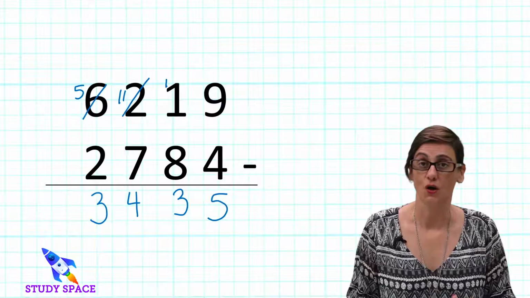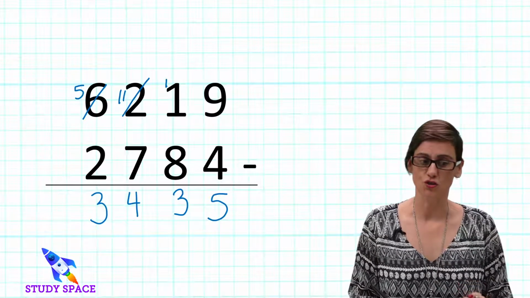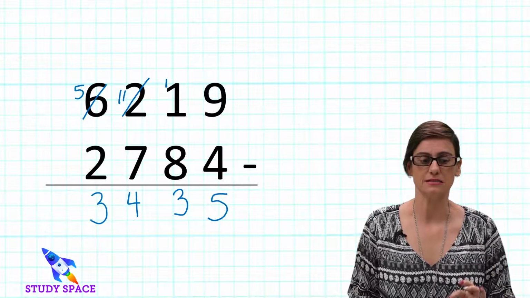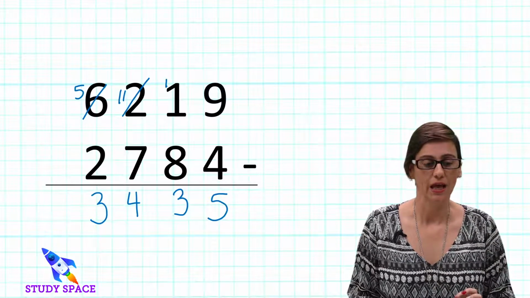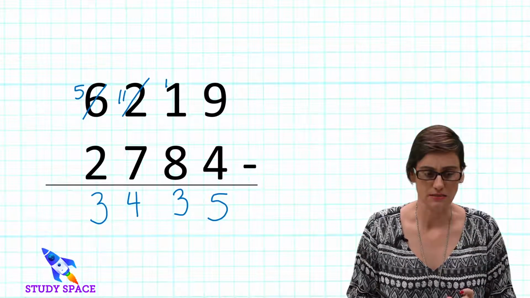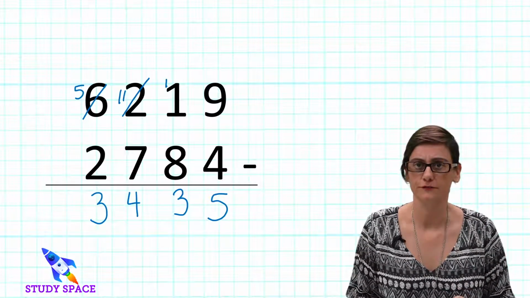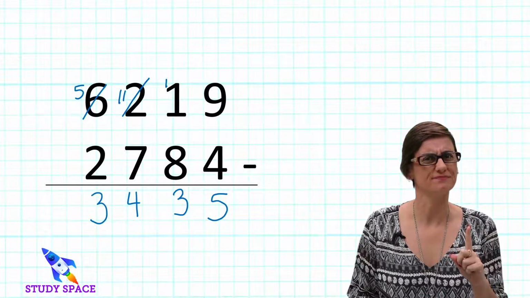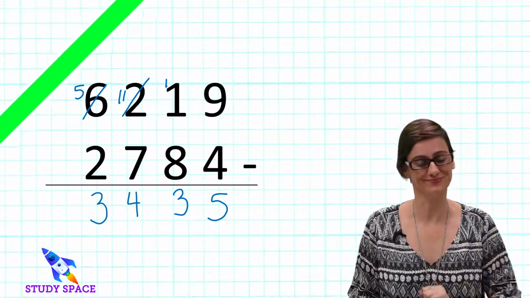Okay, so 6,219 take away 2,784 equals 3,435. Should we just do one more, boys and girls? I think so. Let's go.